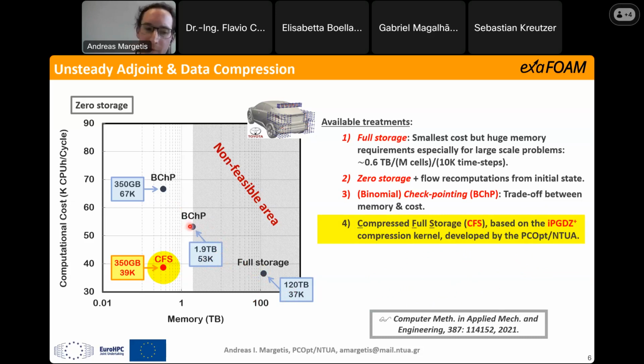In exaFOAM, the purpose was to propose something better than binomial checkpointing, both in terms of memory requirements and computational cost. To this end, we developed the compressed full storage strategy, or CFS, which is based on a very effective compression kernel, the IPGDZ+ algorithm. As you see on the diagram, CFS clearly outperforms binomial checkpointing, both in terms of memory requirements and computational cost, as it reduces the cost per optimization cycle from 53,000 CPU hours to 39 CPU hours, while at the same time it requires only 350 gigabytes of memory.